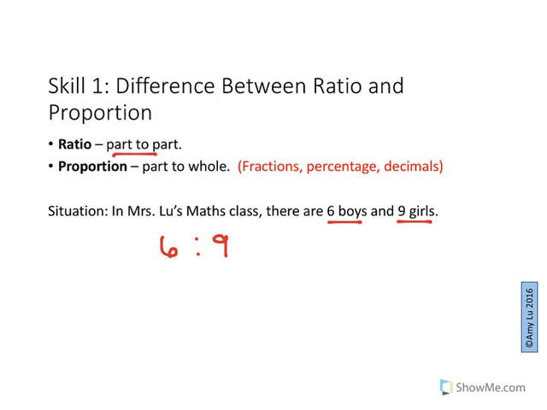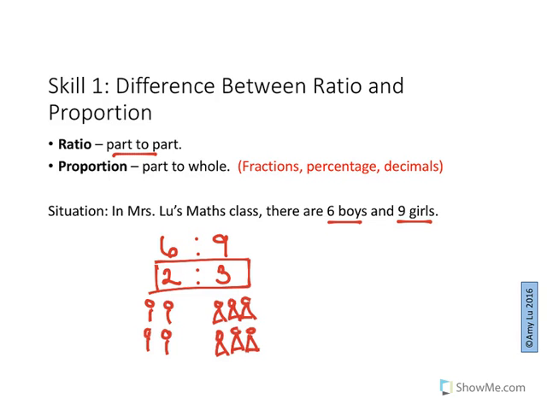And yes, of course, this can be reduced by 3. So that would leave 2 to 3. For every 2 boys, there are 3 girls. If I want to maintain this ratio in my class, I could have 4 boys and 6 girls, or I can keep increasing it. So this ratio is kind of like the magic number for keeping equality in a classroom.